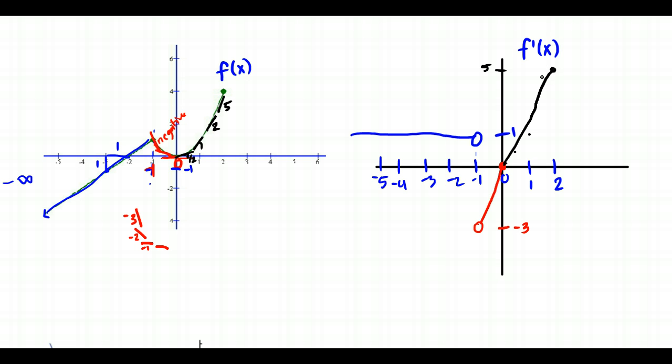But right at 5, I made a mistake. Or sorry, right at 2, I made a mistake, because at this point here, I don't have a limit from the left and a limit from the right, so I can't be continuous. If I'm discontinuous, I'm non-differentiable, so I needed to end that at an open circle.